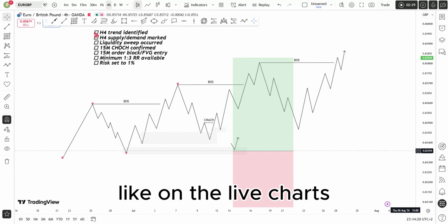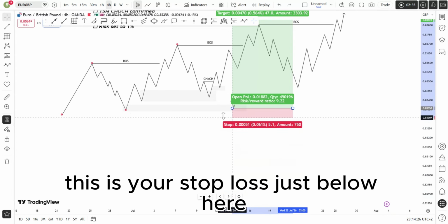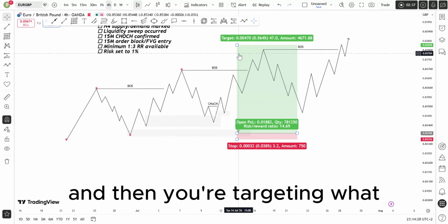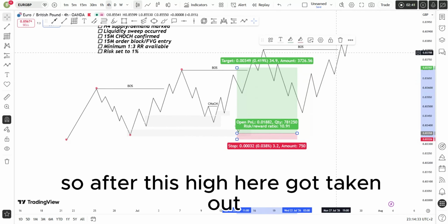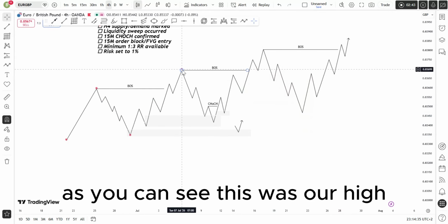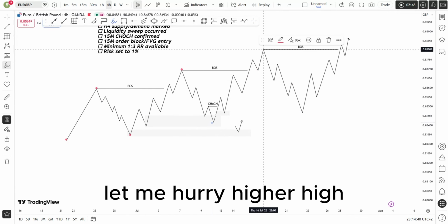And then I'm going to show you on the live chat so that you can see what I'm talking about. So around here, this is your stop loss just below here, and then you're targeting what? The previous high, of which it got taken out around here. So after this high here got taken out, as you can see, this was our high, then this is our higher low around here, then we had a higher high, higher low.